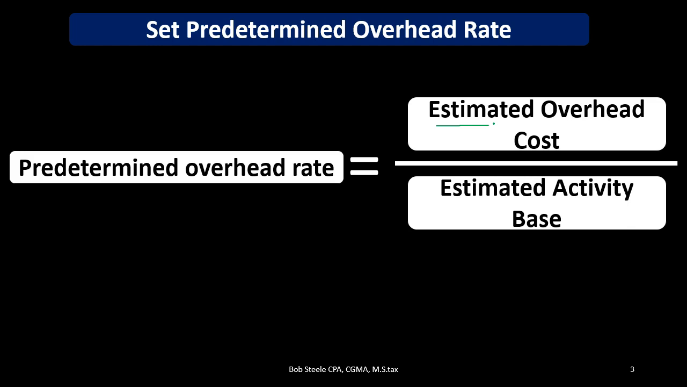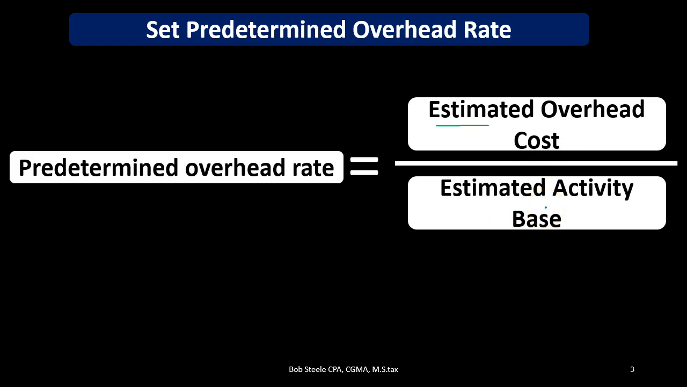So anytime we have an estimate, it's probably going to start with past data, and then we're going to look at what's going to change in the future, and we're going to come up with estimated overhead. So we're probably going to add up all the stuff that went into overhead last month, all the indirect labor, indirect materials, all the other stuff, and then try to adjust it to what we think it will be for this month and come up with our estimate. Then we're going to divide by the estimated activity base.